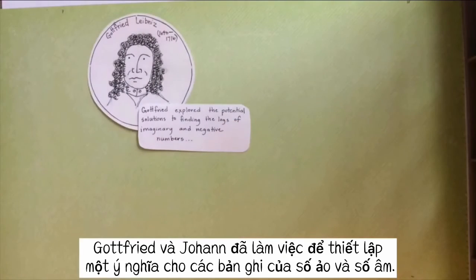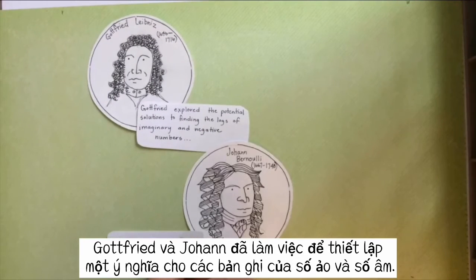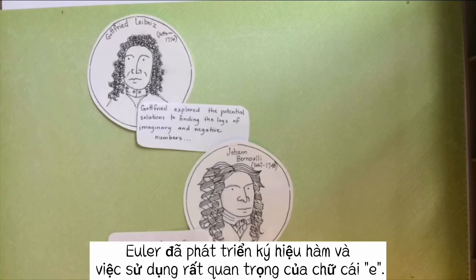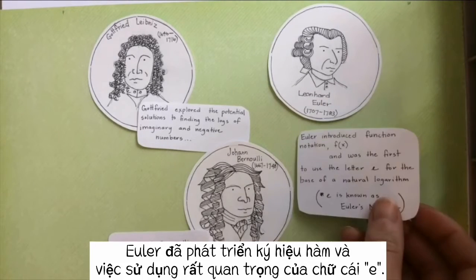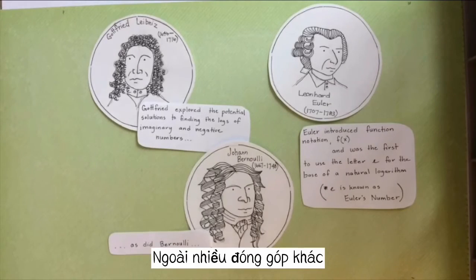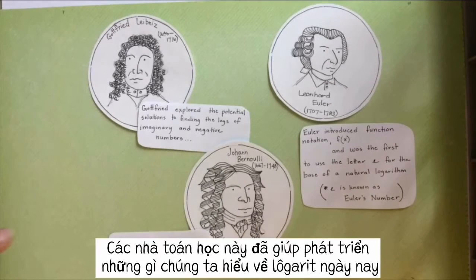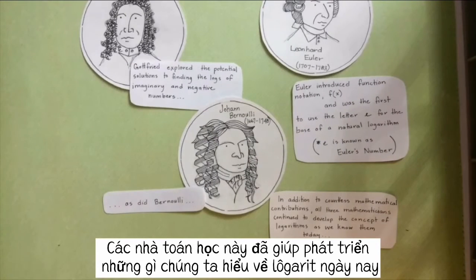Gottfried and Johann worked to establish a meaning for logs of imaginary and negative numbers. Euler developed function notation and the very important use of the letter e, which is known as Euler's number. In addition to numerous other contributions, these mathematicians helped develop what we understand a logarithm to be today.